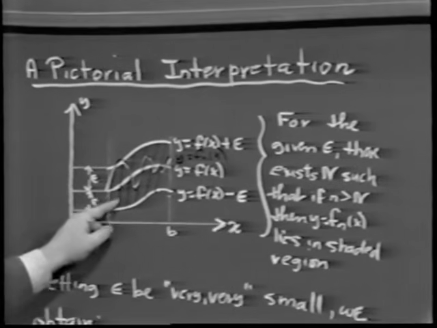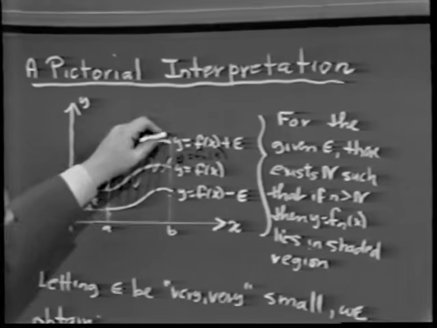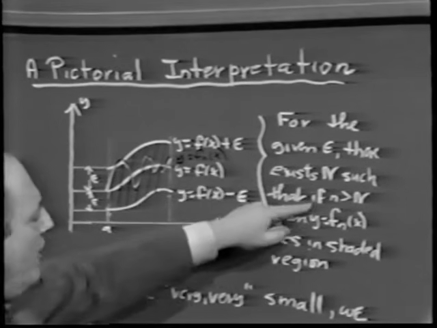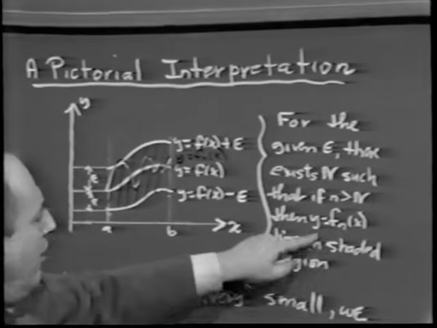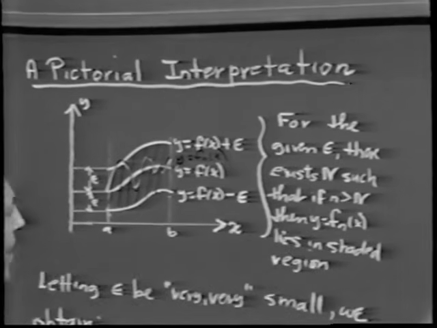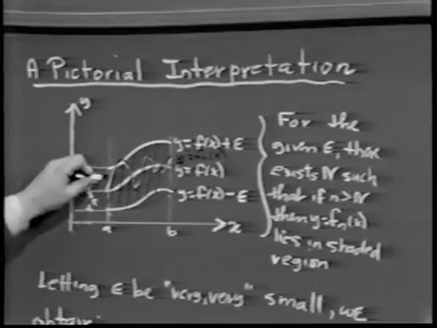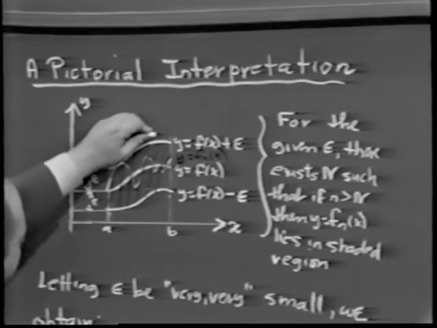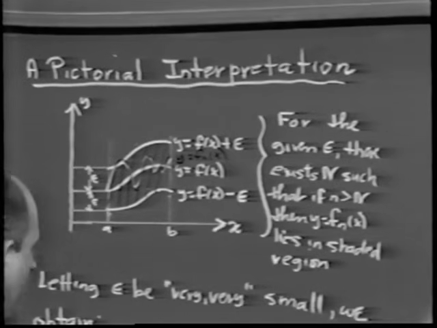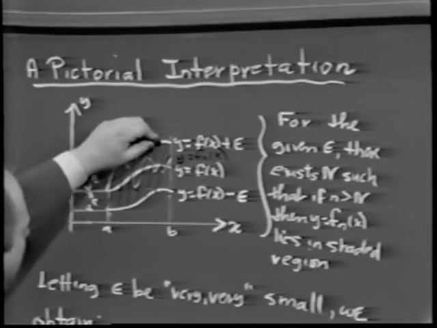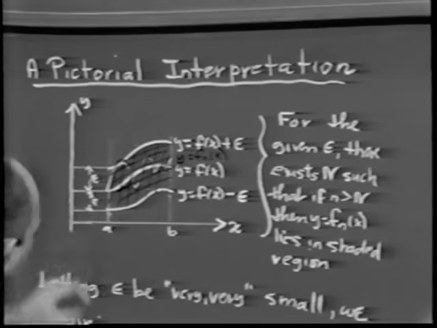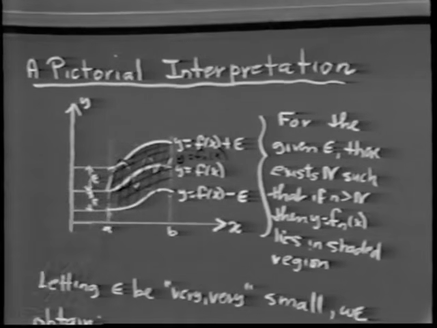Now, what uniform convergence means is this, that for this given epsilon, I can find a capital N such that whenever n is greater than capital N, the curve y equals f sub n of x lies in this shaded region. In other words, it can bounce around all over, but it can't get outside of this region. Once I'm far enough out in my sequence, all of the curves lie in this particular region.